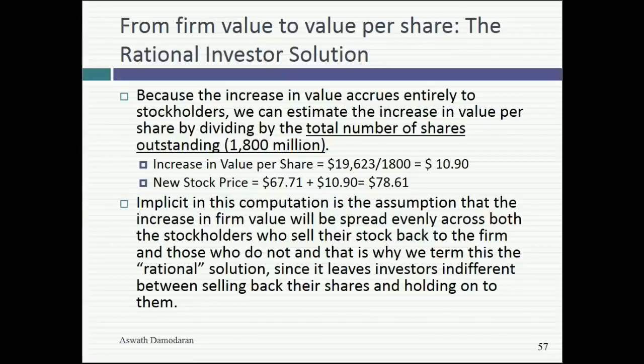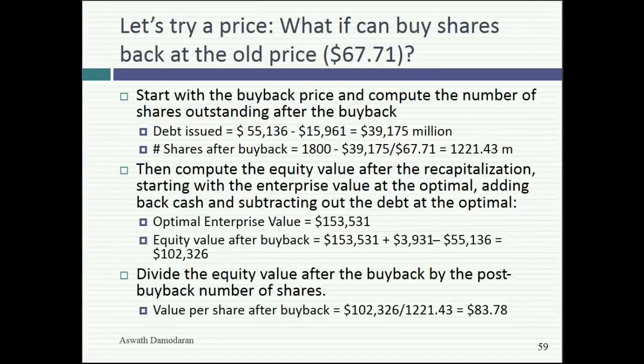If I were able to buy the shares back at much less than $78.61, let's say I was able to buy the shares back at the old price. Let's say there was a group of stockholders who were so desperate to get rid of their shares, and let's say you're the ones who would sell your shares back. Let's say you sell back at $67.71. You see what's going to happen? I'm going to buy the shares back at $67.71. You're going to get the entire spoils, the 19.6 billion.